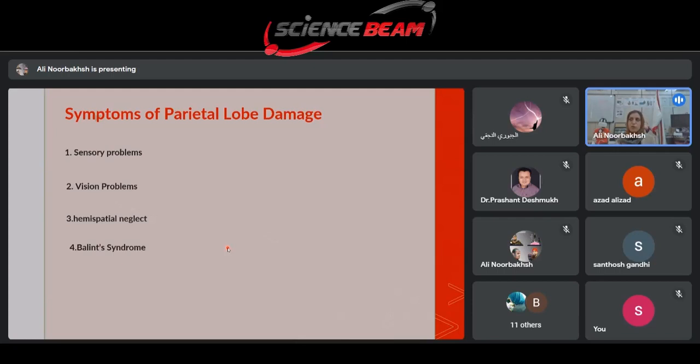A symptom of parietal lobe damage: sensory problem, vision problem, hemispatial neglect, balance syndrome. When the parietal lobe is damaged, while vision and perception are usually considered a function of the occipital lobe, the parietal lobe also plays an important role in vision.